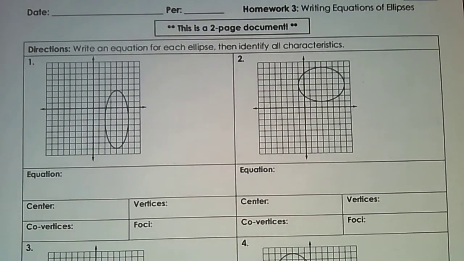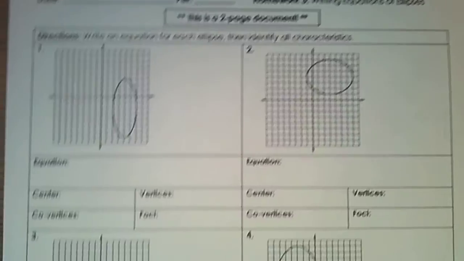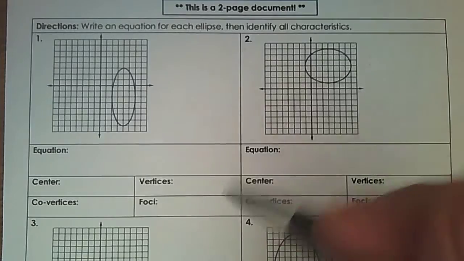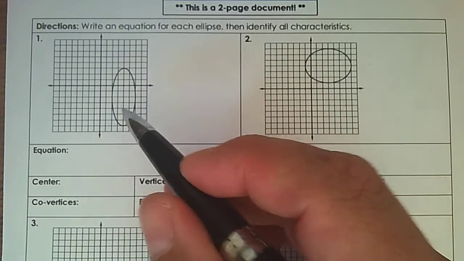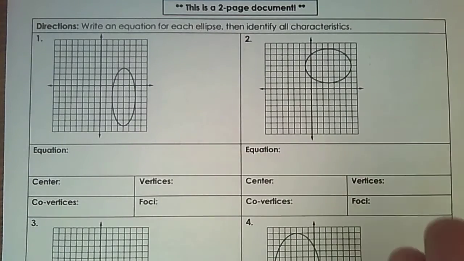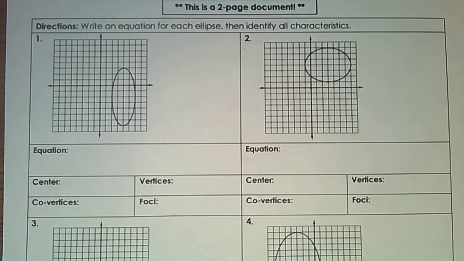So here is your homework for that ellipses lesson. The homework part here is doing what we did the other day. We're going to have a graph or information. We need to write the equation that comes from what you see.